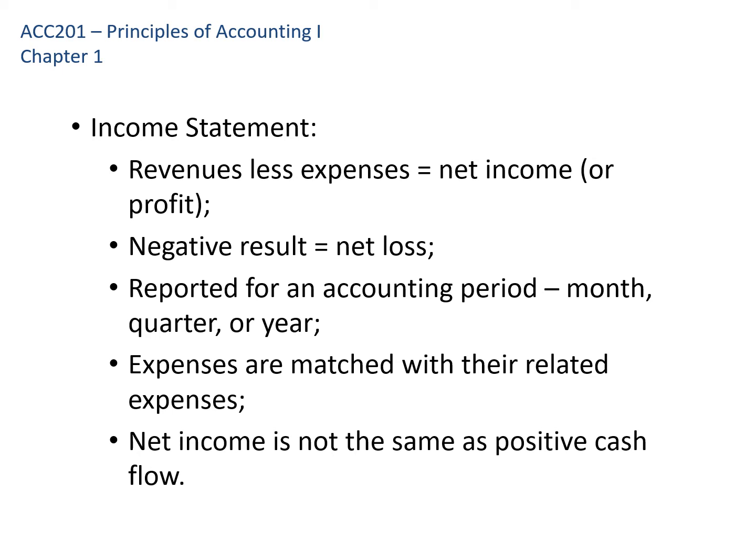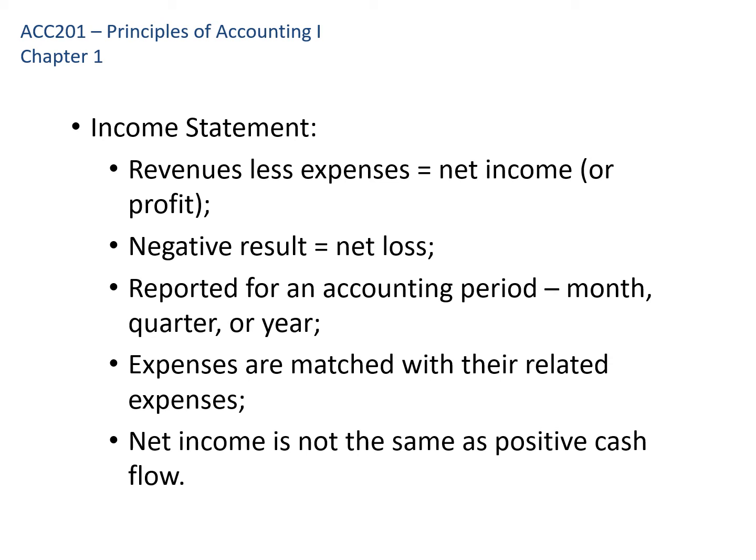And it could be for a month, a quarter, a year, but we'll need to specify what the period of time is. And we do our best to try to match expenses. Actually, I've got a typo there. It should say match expenses with their related revenues. I'll have to fix that. Sorry about that. And keep in mind that net income isn't the same as cash flow necessarily, and we'll get into that more in Chapter 2.